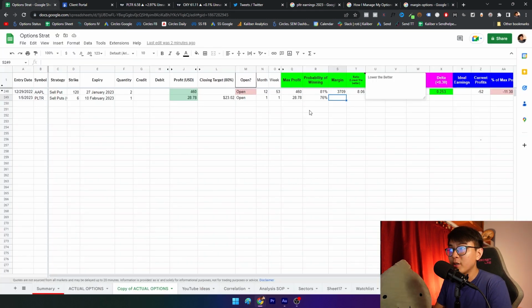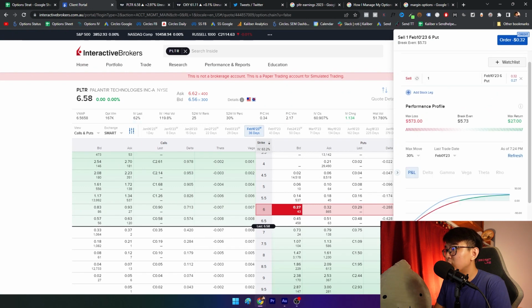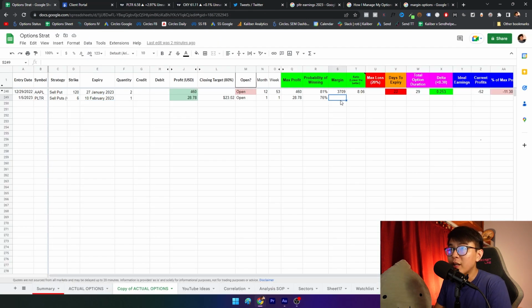It's very, very important to take note of how much margin you're taking up for every trade that you're using. In this case, not sure why there is not any margin taken. In general, if you're selling a cash covered put, just put the amount that you need to make sure you have in the case where Palantir drops below $6. So maybe I'll just put $6. I know this might not be right, but I'll just put it here for my perspective.